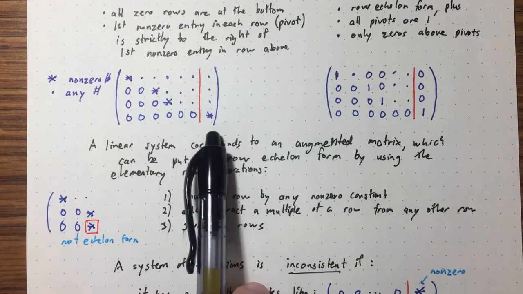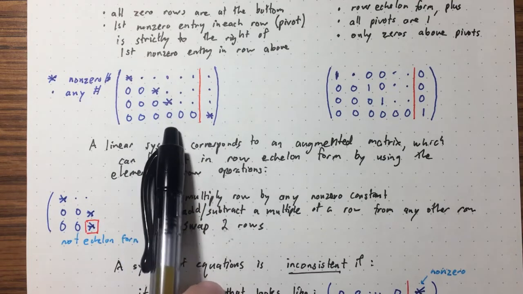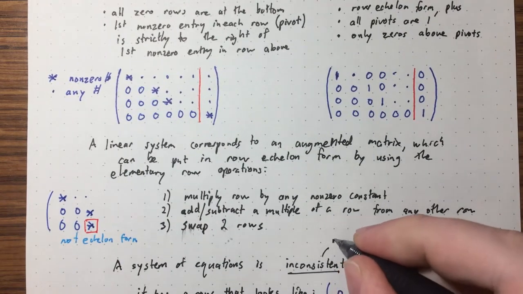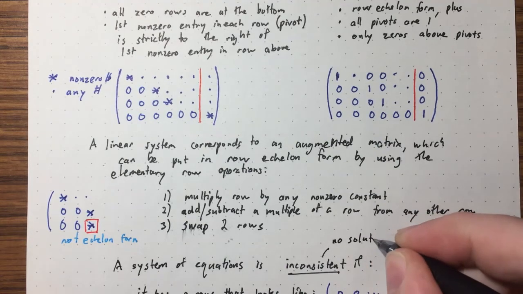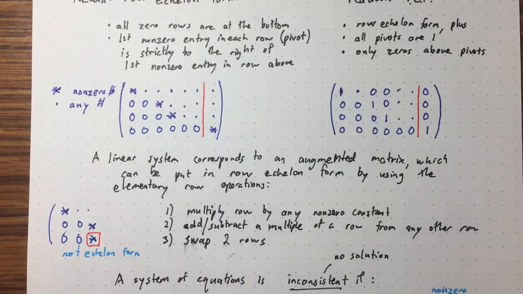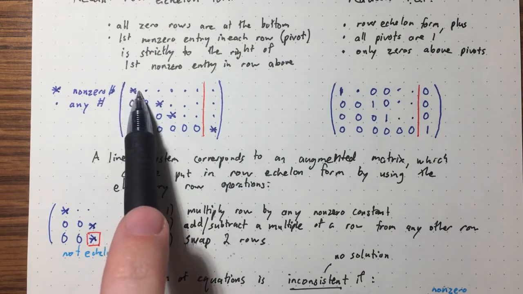Notice that this one I drew here has a row that looks like that, right? It's this last row here. So this matrix actually corresponds to an inconsistent system. And what does inconsistent mean? It means no solution to the system, right? So if we look at the row echelon form, we can just immediately see whether or not it's going to be inconsistent.